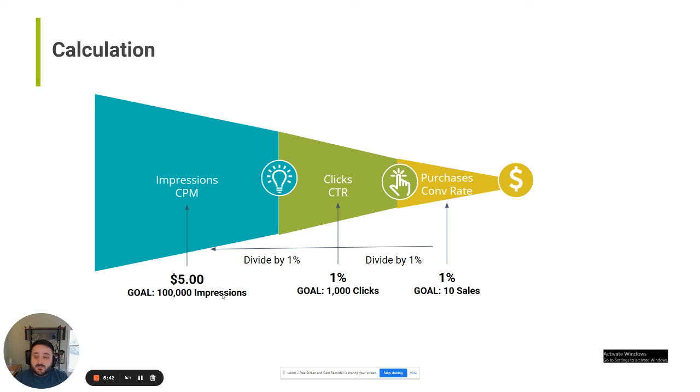The last step is really simple. We just say, okay, of the 100,000, we turn that into thousands, right? CPM is for cost per thousand. So we need 100, and 100 times $5 is $500. So quite simply here, we figured out that our estimated budget for this campaign should be around $500. If we put that in the front, we should get 100,000 impressions. We should end up with 1,000 clicks. We should end up with 10 sales.